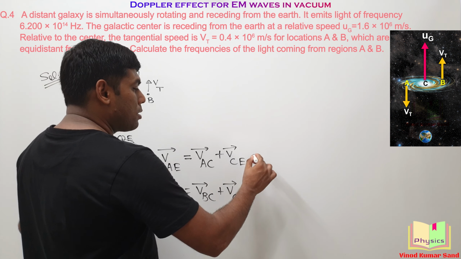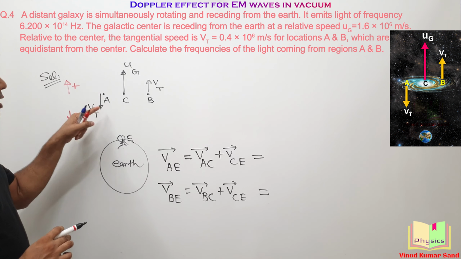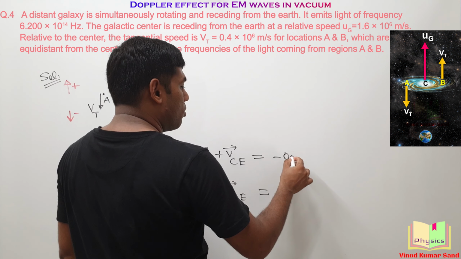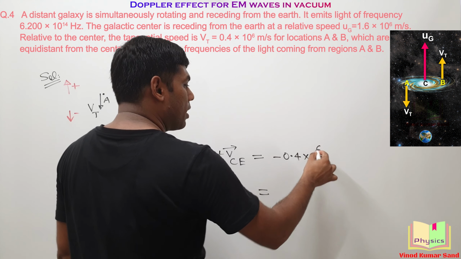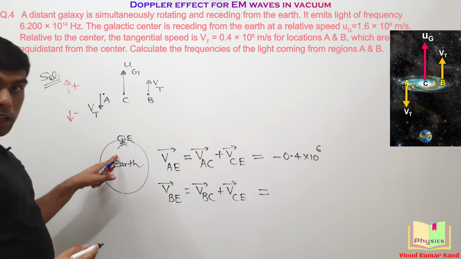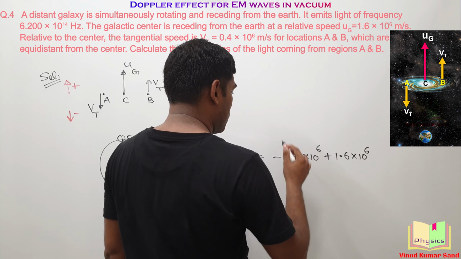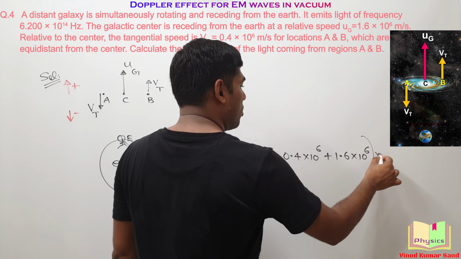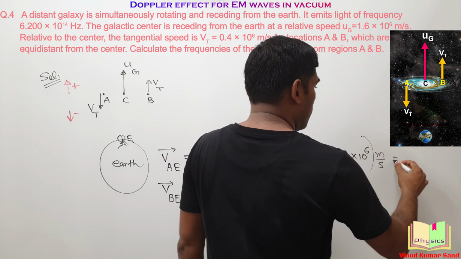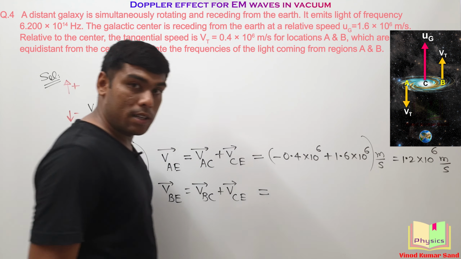Velocity of A with respect to E, I am going to put in the data. VA with respect to C, in this direction we choose the negative sign. So minus 0.4 into 10 to power 6, plus velocity of center with respect to the Earth, that means 1.6 into 10 to power 6 meter per second. Do you agree? So it comes out to be 1.2 into 10 to power 6 meter per second.